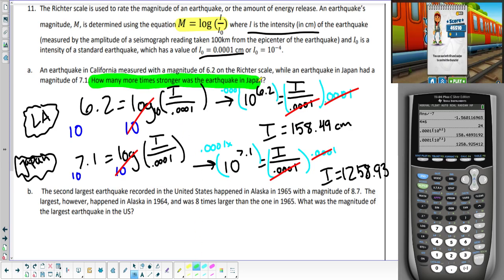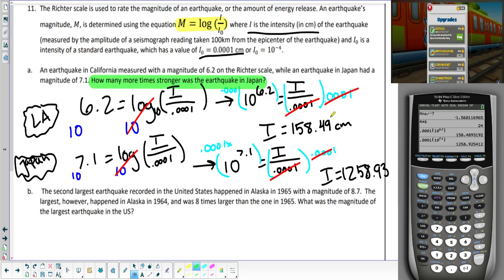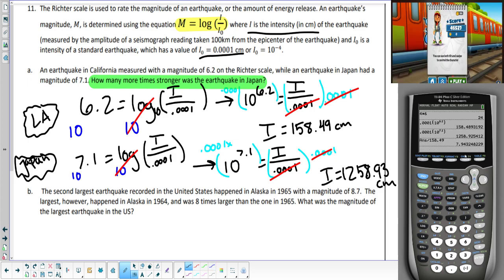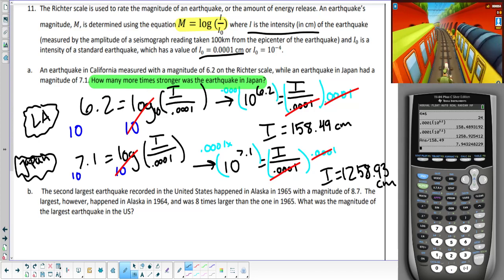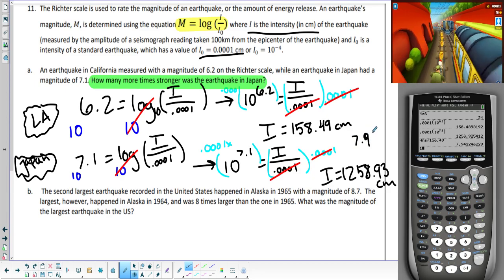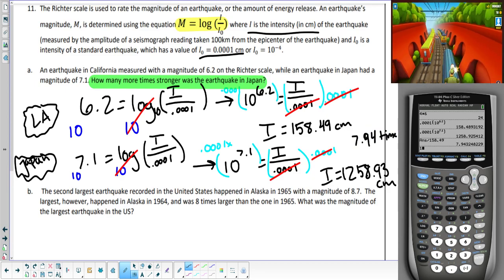Which, the big question, and this is what they're asking: how many more times stronger was the earthquake in Japan? Well, it's how many times you have to multiply, or basically this divided by this, right? It's how many times bigger 1258 is compared to 158. And so let's find that in the calculator. So I'll take this, I'll divide it by 158.49. That means it's 7.94 times larger. So nearly 8 times larger. 7.94 times larger.